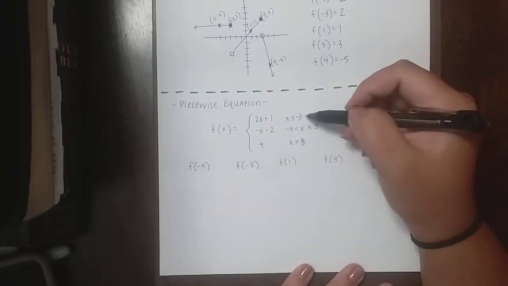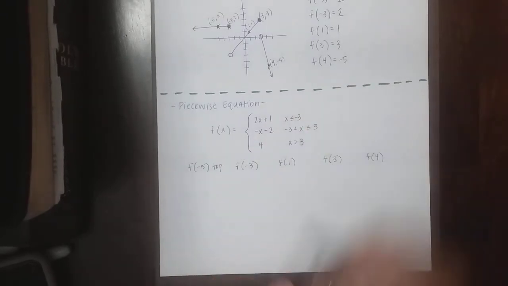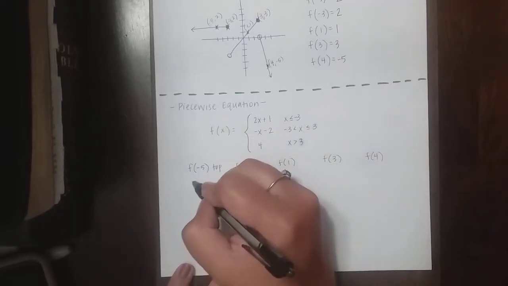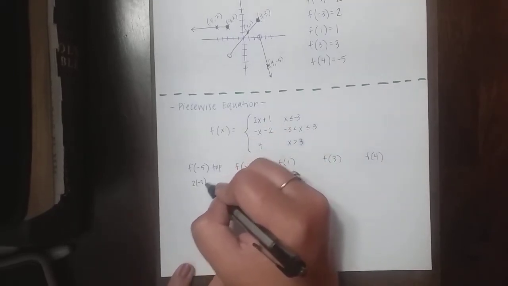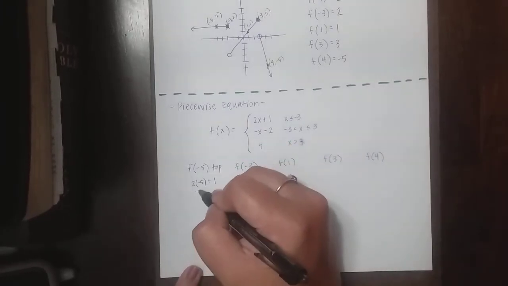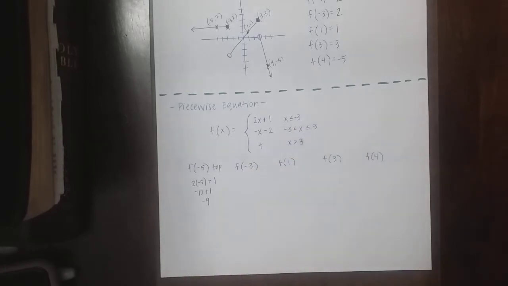All right, so -5 is less than -3. So for this one, I'm going to use the top equation, because that's where -5 fits. So that means I'm going to do 2 times -5 plus 1. I'm just plugging in x. Well, 2 times -5 is -10 plus 1, -9. So f of -5 equals -9.